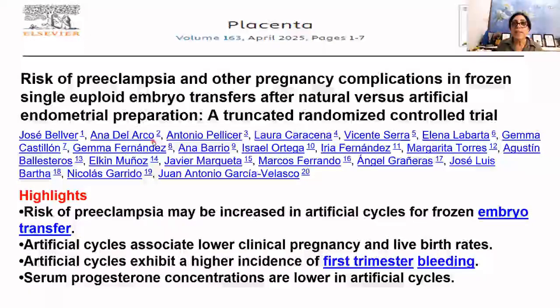Now, the first RCT which came up was in April 2025. This was a truncated RCT, truncated because there were certain recruitment issues. And what could they conclude? They said that the risk of preeclampsia may be increased in artificial cycles for frozen embryo transfer. It was not statistically significant, but it may be increased. What was significant was a higher incidence of first trimester bleeding.